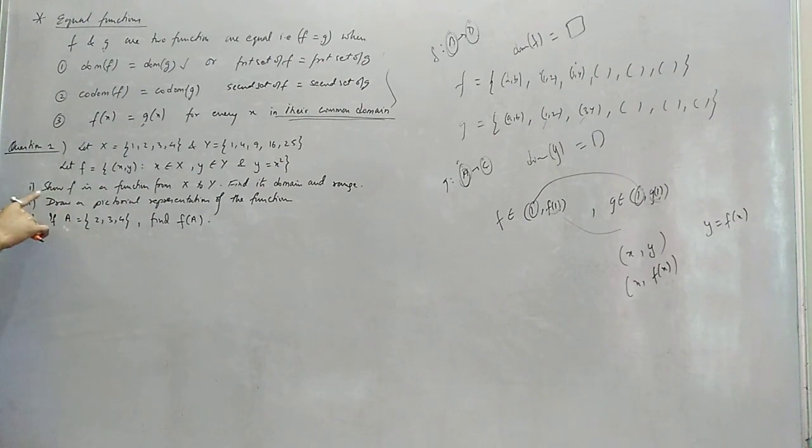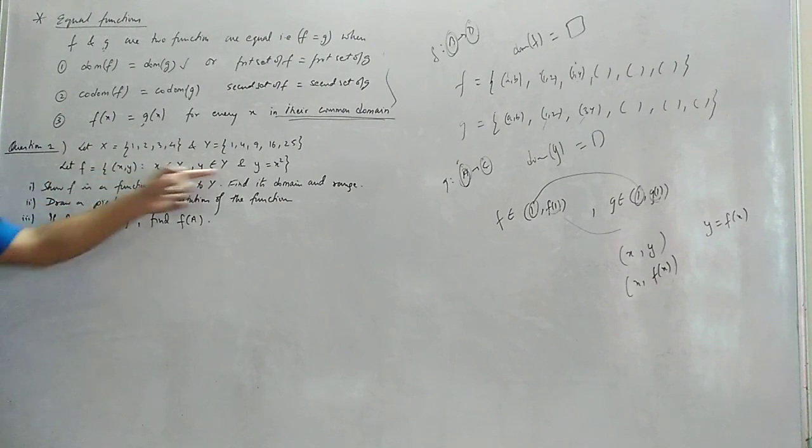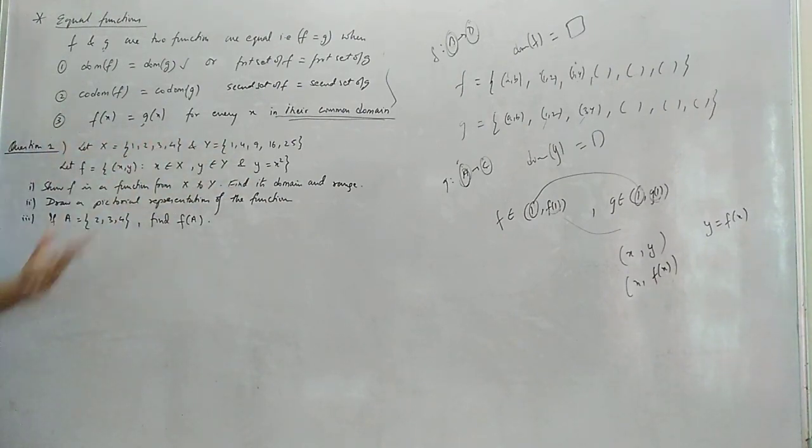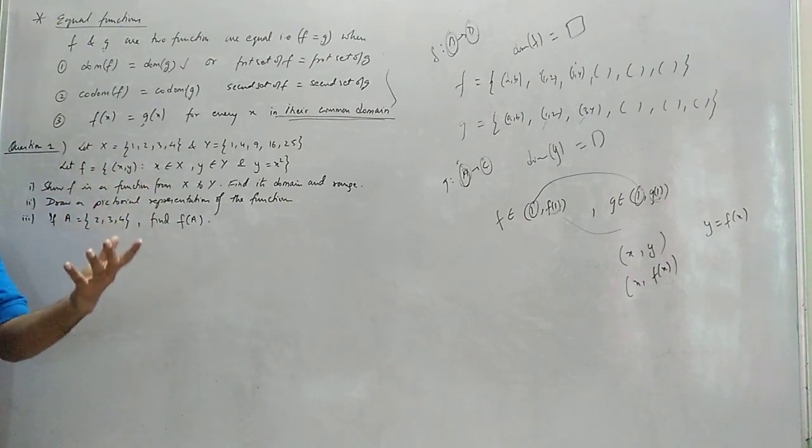Now, what is the question? Show f is a function from X to Y. We know it is a relation because it contains ordered pairs, which are inside A cross B. That means this is a subset of A cross B. Here it is X cross Y, so this is a relation. We need to prove that the relation is a function. So how to prove a relation is a function? By proving those two special conditions.